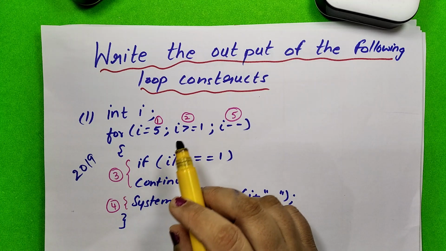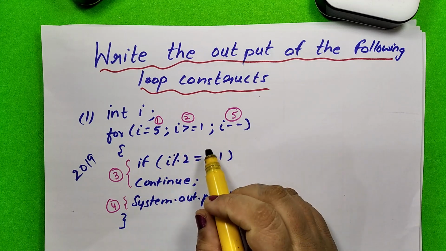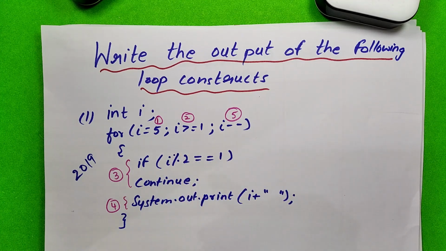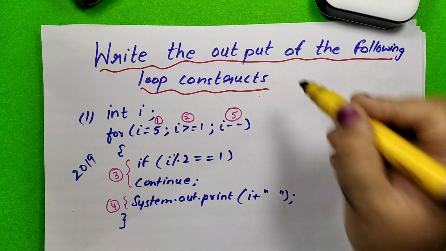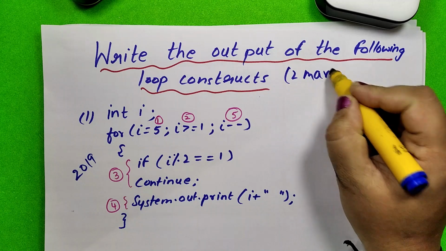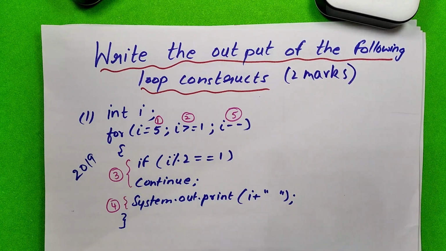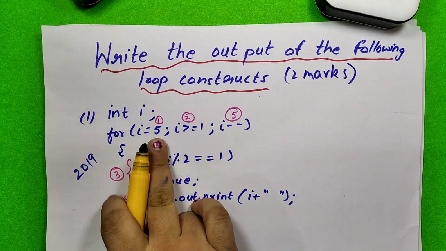See, the detailed video of how the for loop and nested for loop works, I have given in another video. Please refer to that video, because for these kinds of problems which come for 2 marks, you have to have a good understanding of how the for loop works. So here I have numbered it.